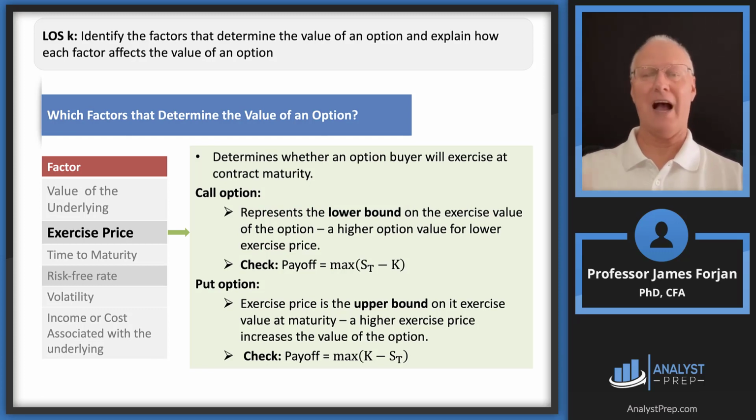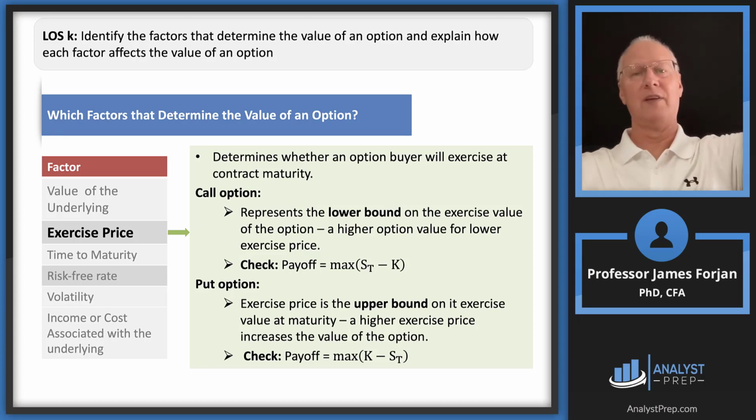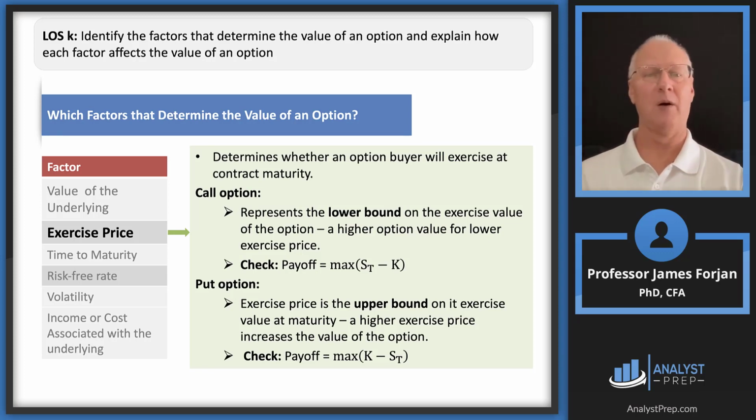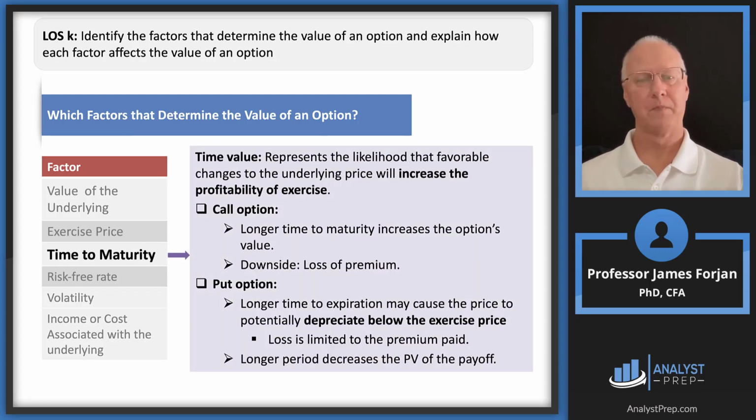Exercise price here: the higher the exercise price for the call option, the more pressure that puts on the stock price to increase in value so that the option becomes in the money. So you'll be willing to pay less for a call option that has a higher exercise price, and you'll be willing to pay less for a put option that has a lower exercise price. And there's an explanation there about the lower and the upper bounds.